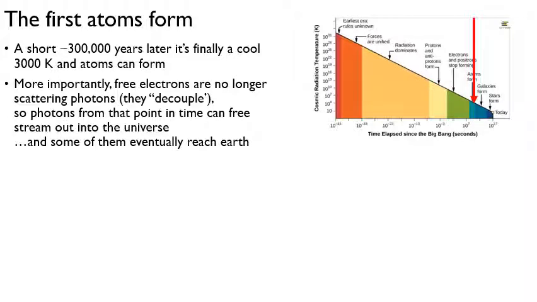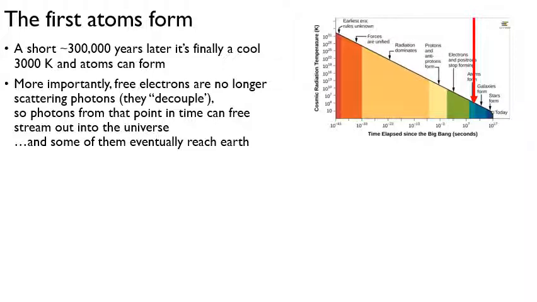So that's kind of cool, but what's maybe a little bit more important, other than the fact that when you have atoms you can now have chemistry, is that because the electrons are now coupled to the atomic nucleus, they're no longer freely scattering photons. So the photons and the electrons decouple. And that means now that photons that are generated around that time can just freely stream outward. They're no longer scattering. So they'll just travel onward until they hit something else.